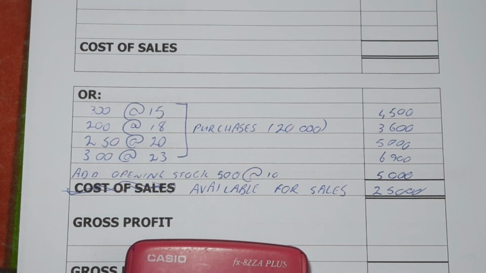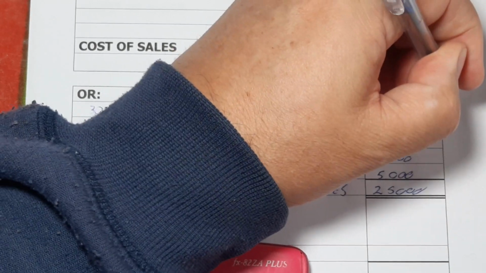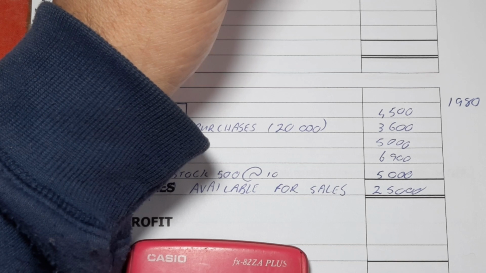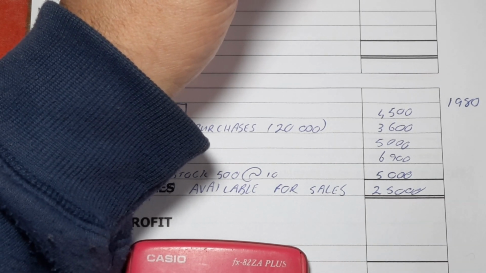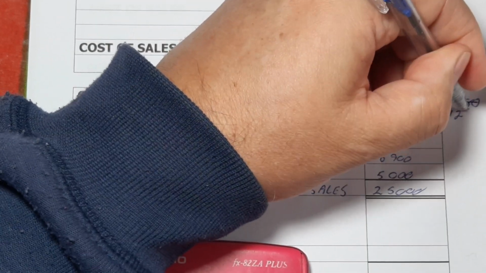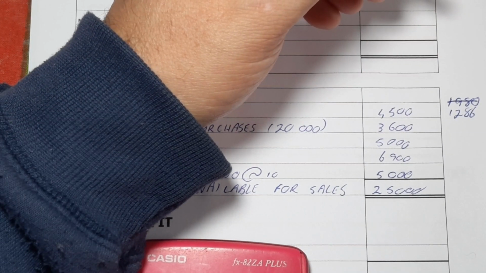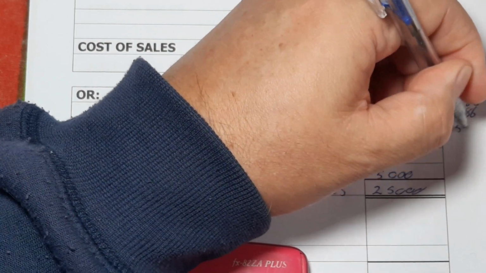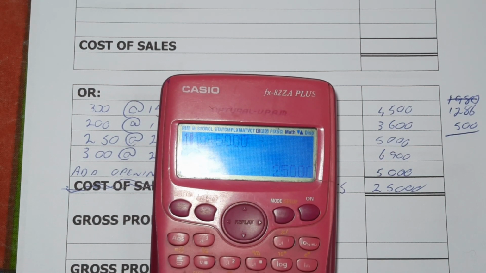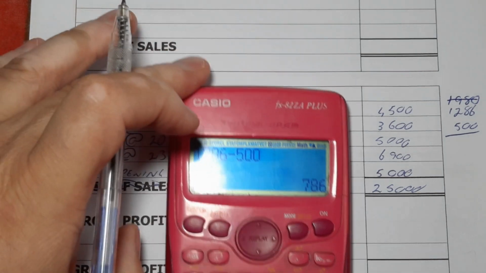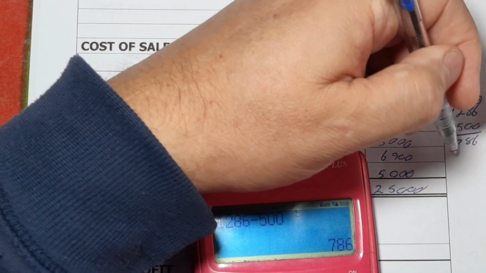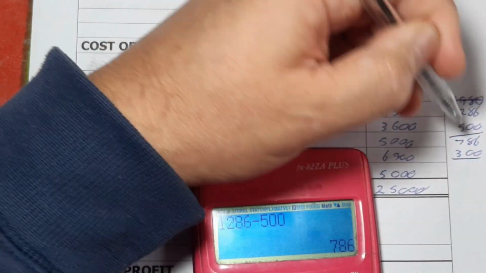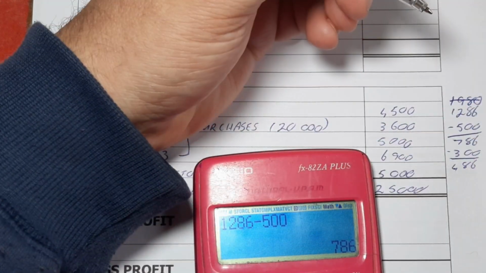What we have to do now, we have to take a look at our number of units on hand, which we had. We started off with 1,980 units. So we have to take out 1,286 units. Out of that, first in, first out means we have to subtract the 500 units opening stock we had. So that would be 1,286 minus the 500 units. That would give us 786 units. We purchased another 300 units, so they would be gone first. So we subtract that. That would become 486 units.